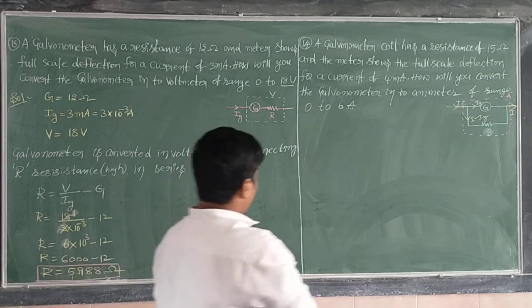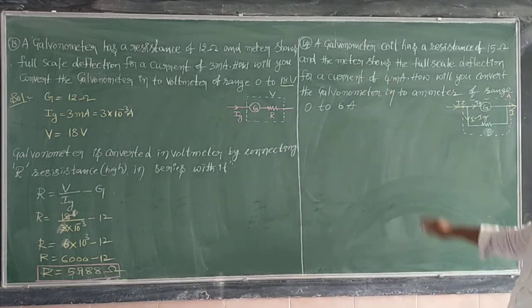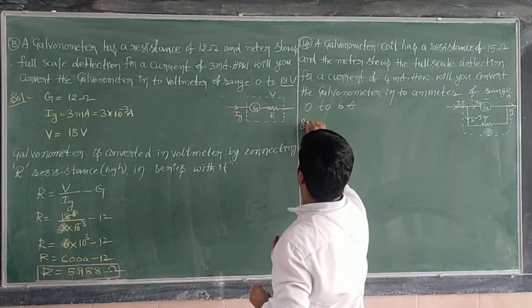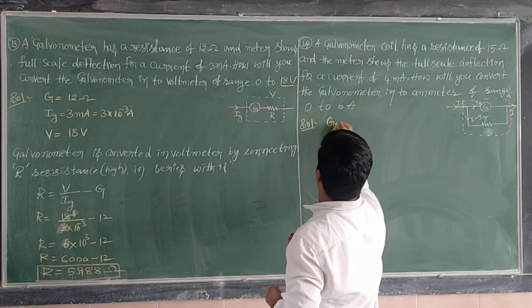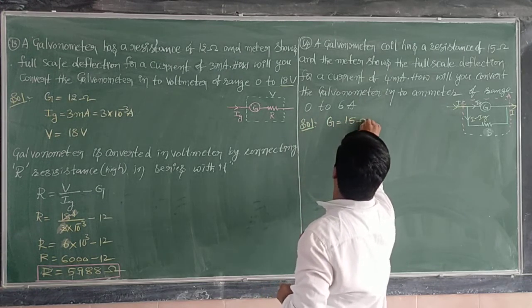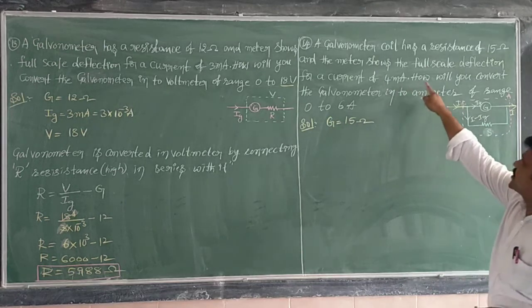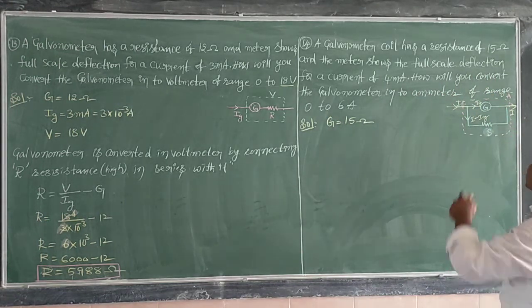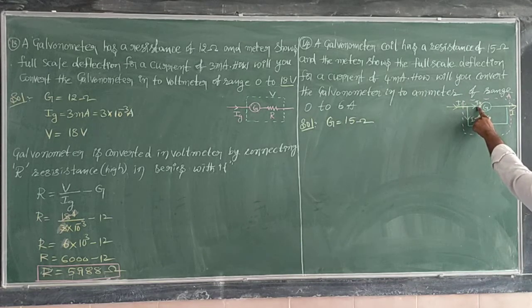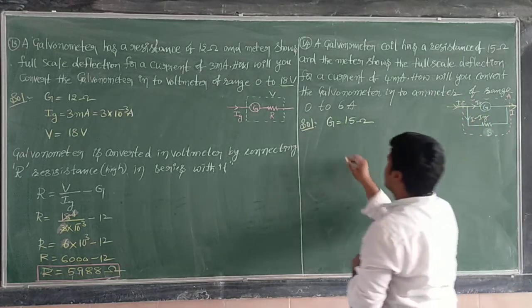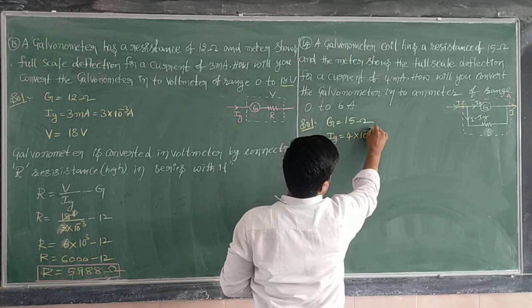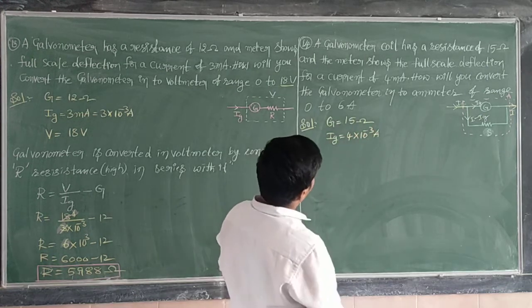Right, here you come to another problem. The galvanometer coil has a resistance of 15 ohms. Galvanometer resistance is 15 ohms, and the meter shows full scale deflection for a current of 4 milliamps. 4 milliamps means 4 into 10 power minus 3 amperes.